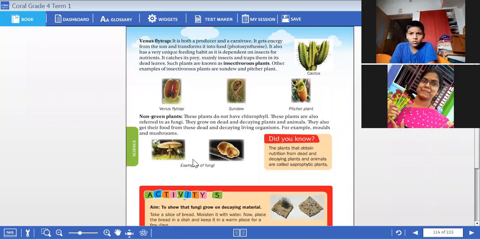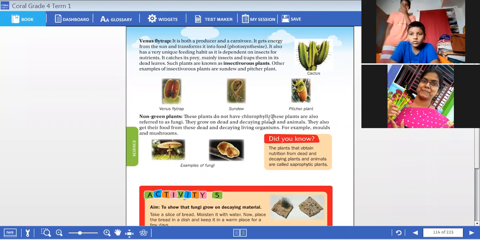Non-green plants. We all know that green plants prepare their food. Why is the green color present in plants? In the early part of the lesson, we came to know that due to the presence of a pigment, chlorophyll, the plants are green in color, and with the help of chlorophyll only, they prepare their food. But some plants are not green in color. Let's see what those plants are.